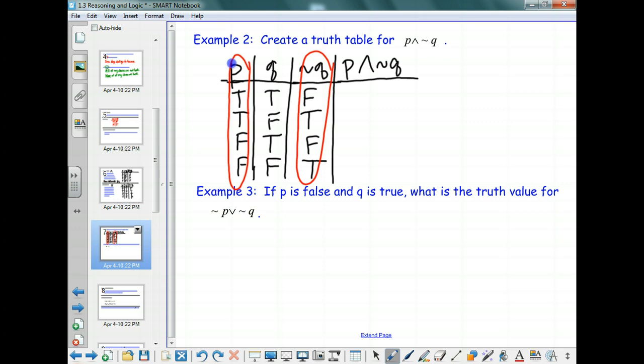When is an and statement true? When they are both true. So if I have the first one true and the second one false, the and statement is false. If I have the first one true and the second one true, the and statement is true. If they have the first one false and the second one false, the and statement is false. And if I have the first one false and the second one true, then the and statement is false. And that's the truth table that we wanted to create.